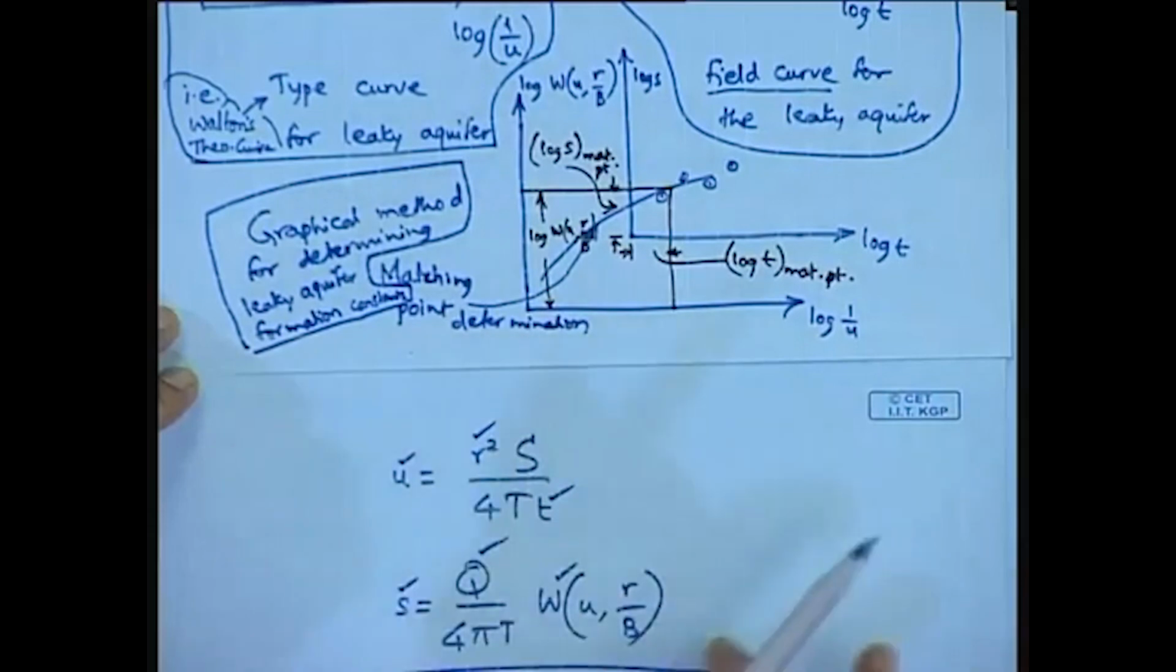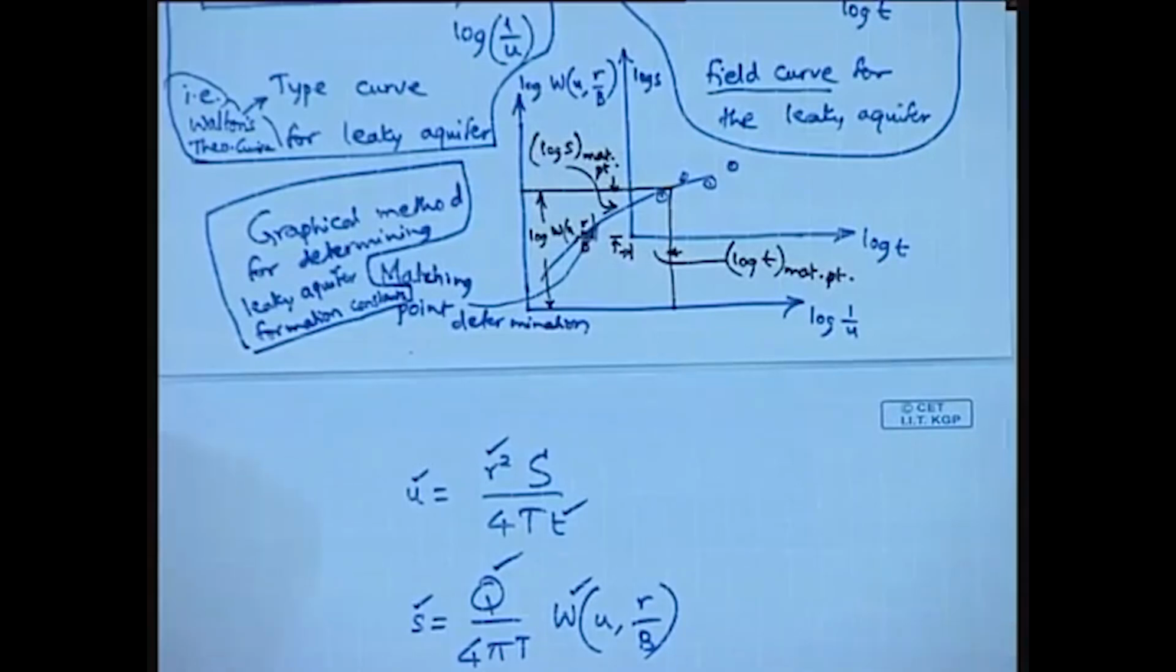Then simply substitute all these values and obtain the transmissivity, firstly using this expression, that is the modified Theis equation for the leaky aquifer, and from that the storativity of the leaky aquifer as per equation 2. So, like this we can solve for a leaky aquifer, and you can imagine how involved it is.